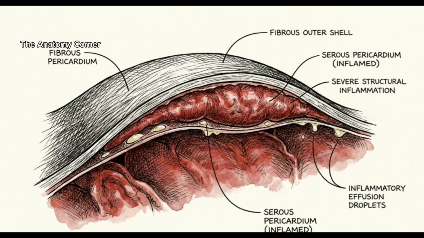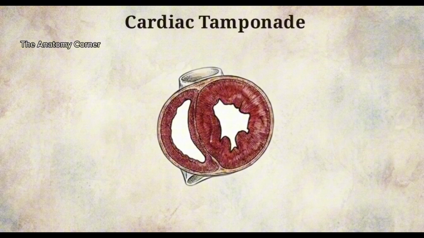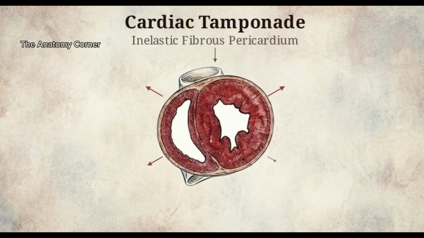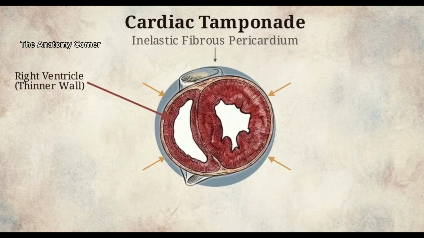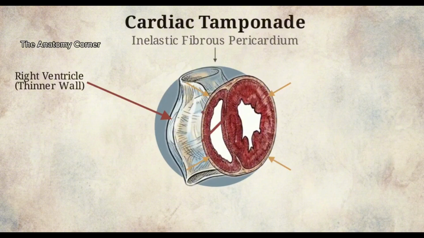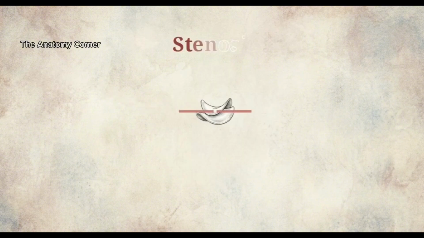External structures fail just as dangerously. If the pericardium becomes inflamed, a condition called pericarditis, excess fluid begins to accumulate within the pericardial cavity. This triggers cardiac tamponade. Because the outer fibrous pericardium is entirely inelastic, it refuses to stretch. As fluid increases, pressure has nowhere to go but inward, mechanically crushing the underlying chambers and preventing the right ventricle from filling with blood.